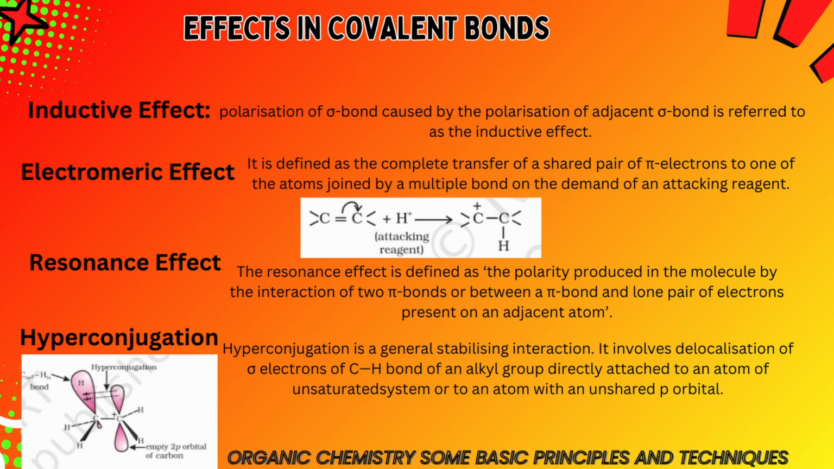The electromeric effect is a temporary effect observed in molecules with double or triple bonds. When a reagent approaches, the pi electrons shift completely to one atom. This effect vanishes as soon as the reagent is removed.